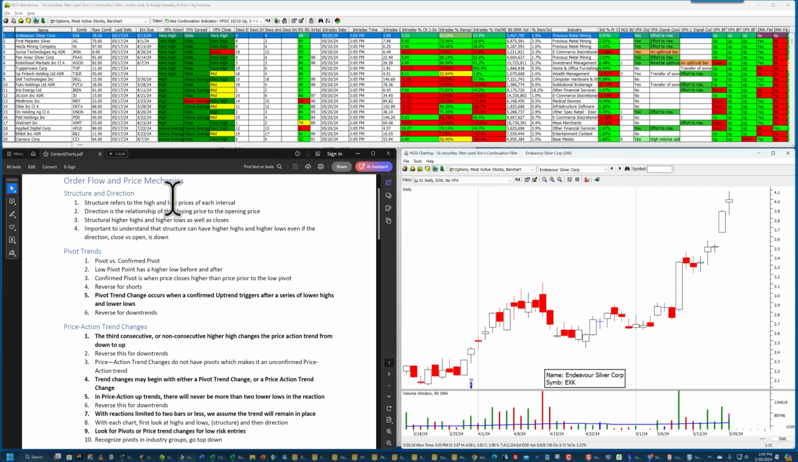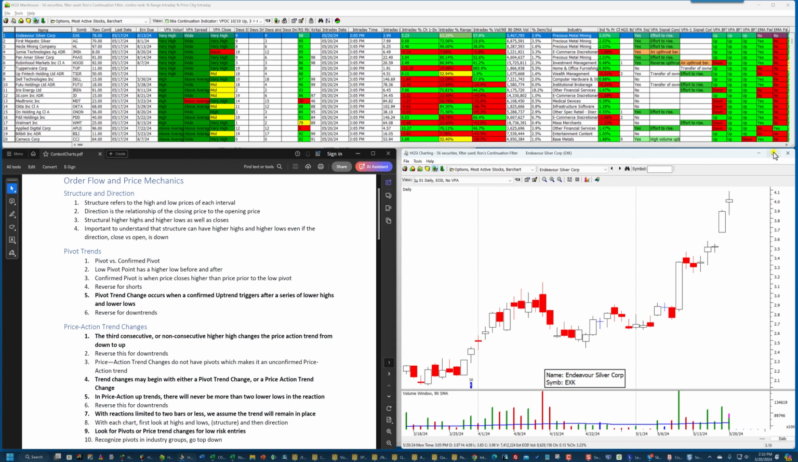As far as structure and direction, looking over here to the left, structure refers to the high and low prices of each interval. Direction is the relationship of the closing price to the opening price. So it's very easy to see direction here, the open to the close on the black and red bars. What we're looking for is structural higher highs and higher lows as well as closes to determine the structure. And this last sentence here, it's important to understand that structure can have higher highs and higher lows even if the direction, close versus open, is down, and I'll point that out as we go along.